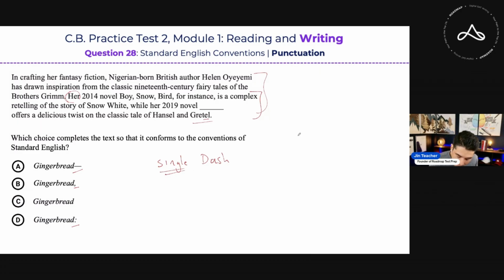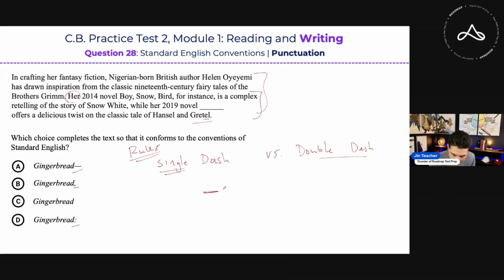Now, the reason why I mention this is because the punctuation rules for a single dash is different than the punctuation rules for a double dash. When you have a double dash in a sentence, right? When you have two dashes in one sentence, you have different punctuation rules that you have to know than if you have just a single dash in a sentence. Okay? And that's the importance of this. And choice A here just has a single dash.